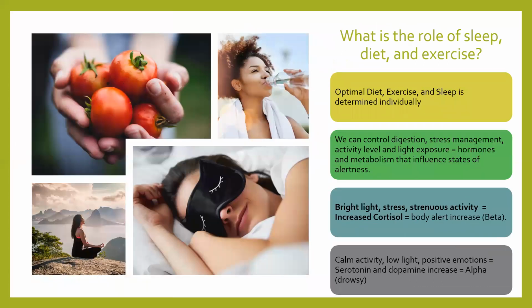So what's the role of diet and exercise? I touched on this a little bit already, but when we can control factors like digestion and our stress and our activity level, then we can optimize our hormones and metabolism to give us the state of alertness that we require when we want it. It's just a matter of being aware of what your body needs and what state of alertness you're looking for, and making choices according to that.